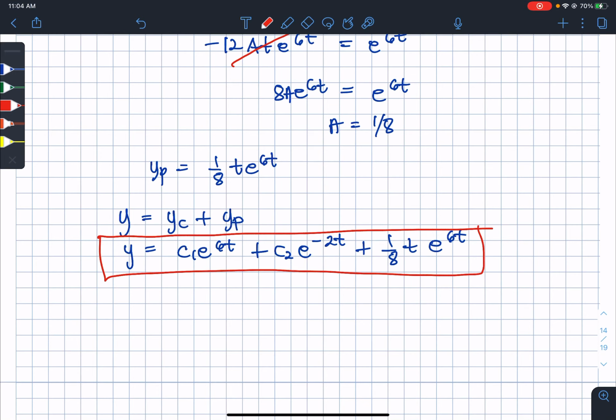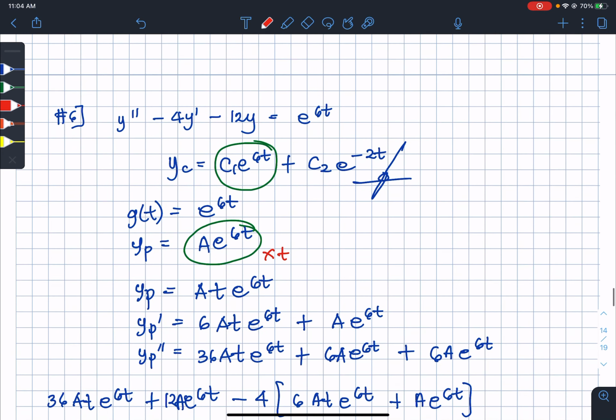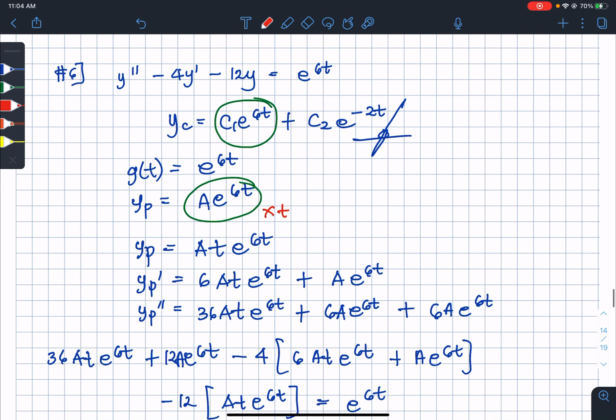Okay, so that is our sixth example, and that is in case 2.